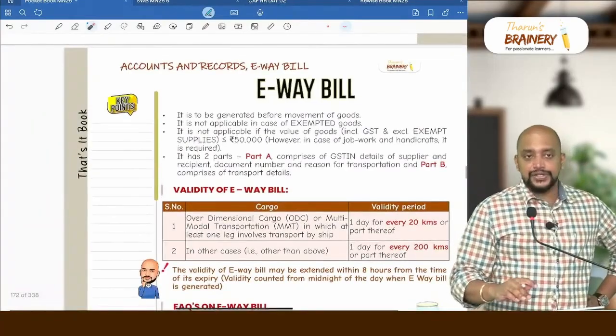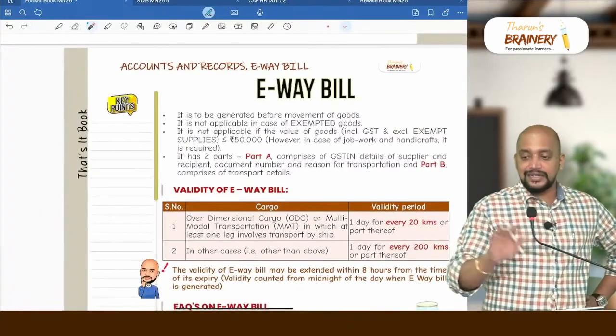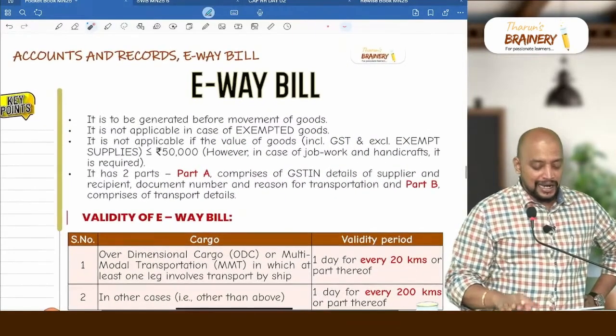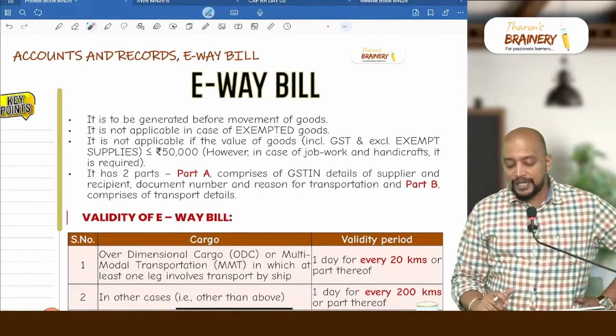So that applies to an unregistered transporter or warehouse keeper. That's it. In 2 pages we completed accounts and records. Next we are moving on to e-way bill.